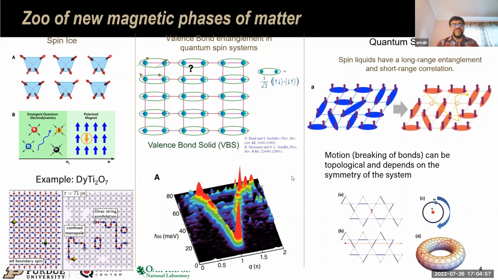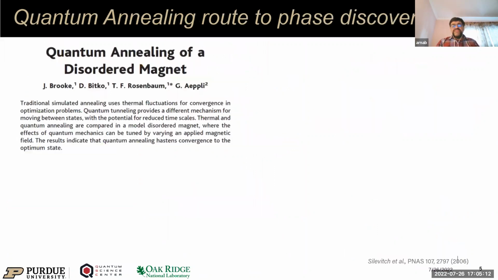And going beyond, there is a zoo of new magnetic phases of matter, such as spin ice, which we see in dysprosium titanate. We can see valence bond solids, and then, of course, valence bond liquids and quantum spin liquids, which show very nice topological and non-abelian behavior, something which is extremely interesting. But then the question is, how do we really get there? So here we are exploring quantum annealing as a route to this phase discovery.